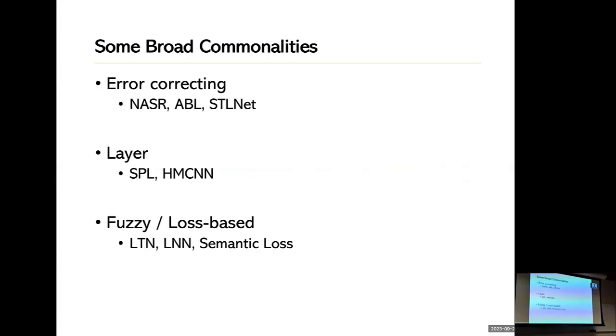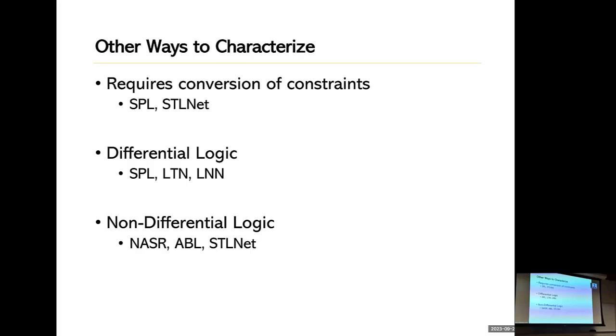So just a couple concluding remarks. There's some broad commonality, so we could see some of the approaches deal with different ways to correct errors in the output of the neural model. Some approaches function by adding a layer, and then of course we have fuzzy and loss-based approaches, which the two don't necessarily have to be the same thing as well. We also look at some other ways to characterize, such as which approaches require some sort of conversion process on the constraints, which require the logic to be differentiable, and where does that not matter anymore?